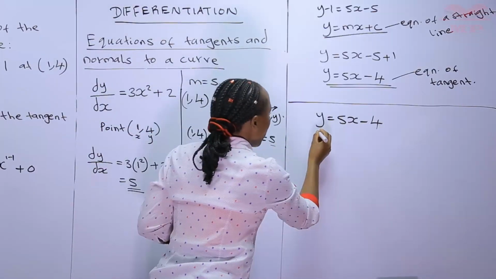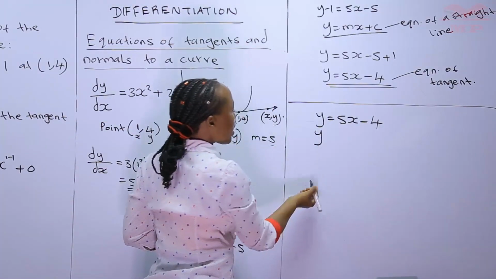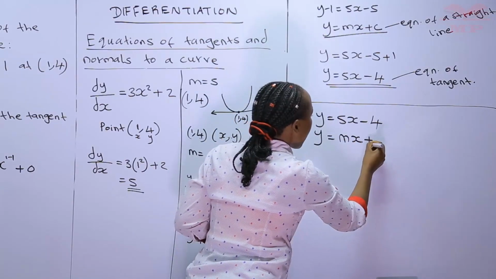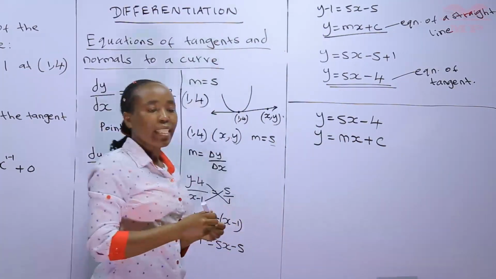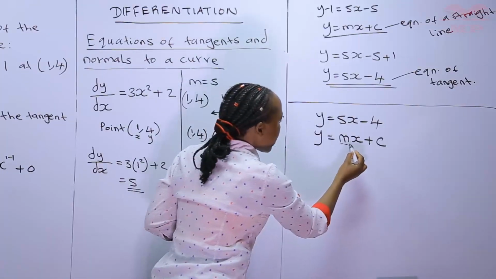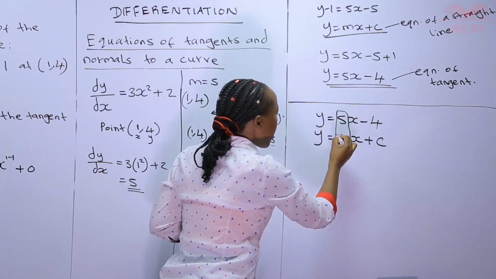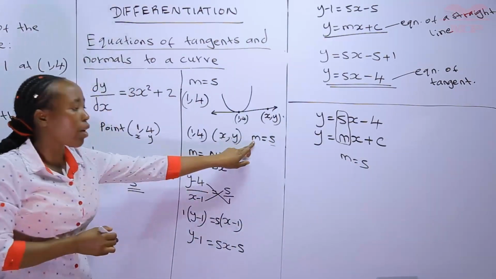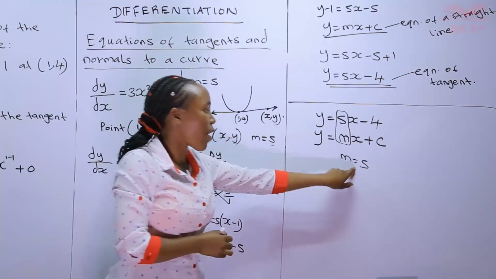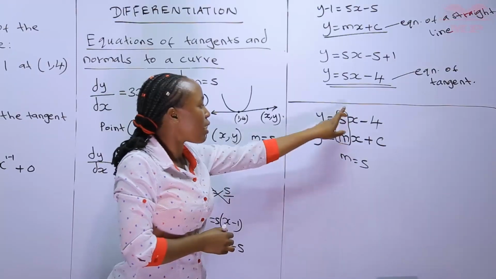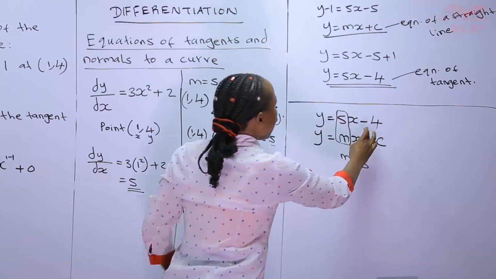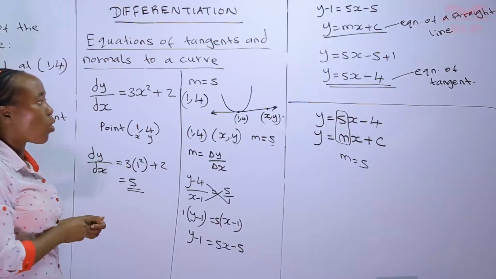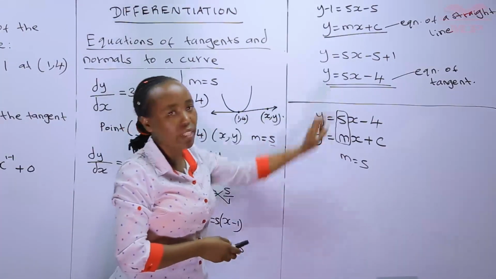And we know that the general form of an equation of a straight line is y is equal to mx plus c. Meaning that this is our gradient. And we can see clearly that our gradient is 5. And somewhere earlier we calculated the gradient as 5, so we can confirm that it's okay. And the y-intercept, it will pass through negative 4. So this is the equation of the tangent.